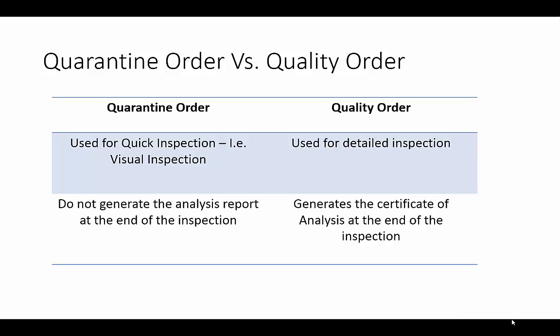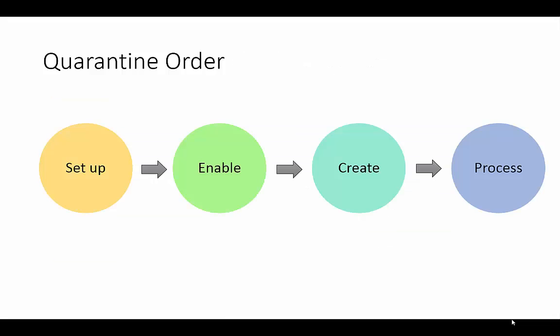Quarantine order is used for the quick inspection, for example visual inspection, whereas quality orders are used to perform detailed inspection and also generate the detailed quality report, often known as certificate of analysis. Let us review the inspection using the quarantine order first.